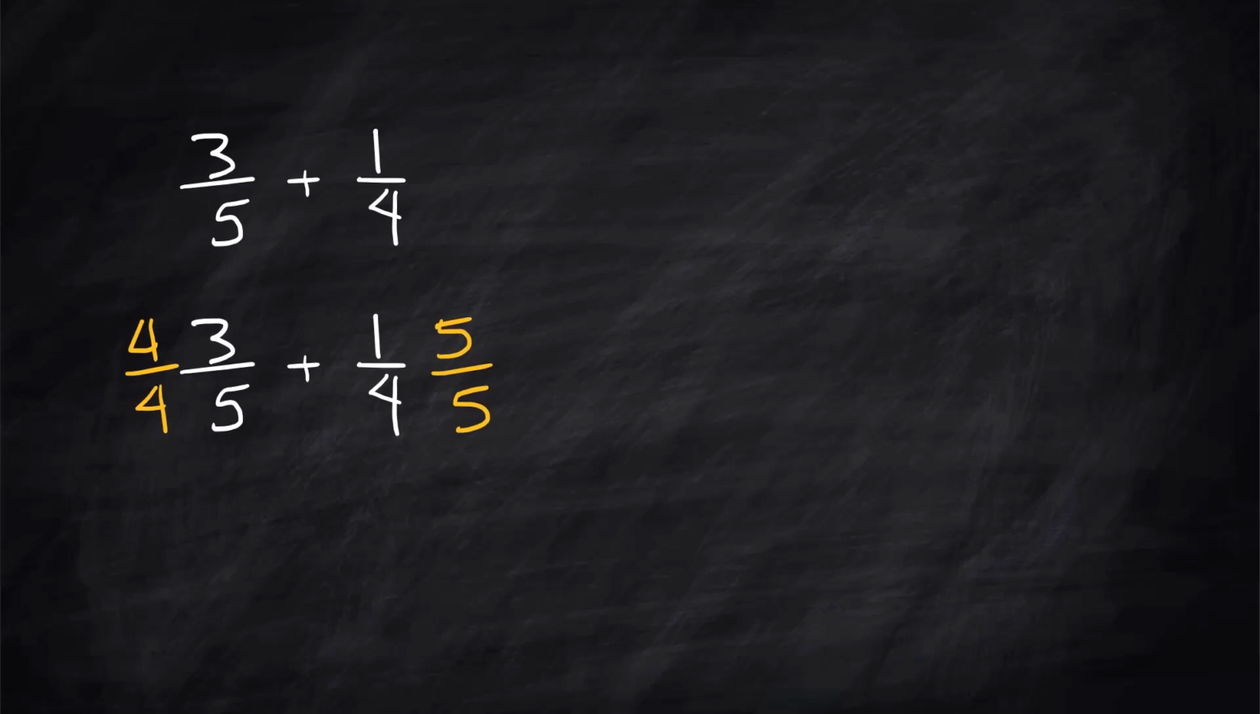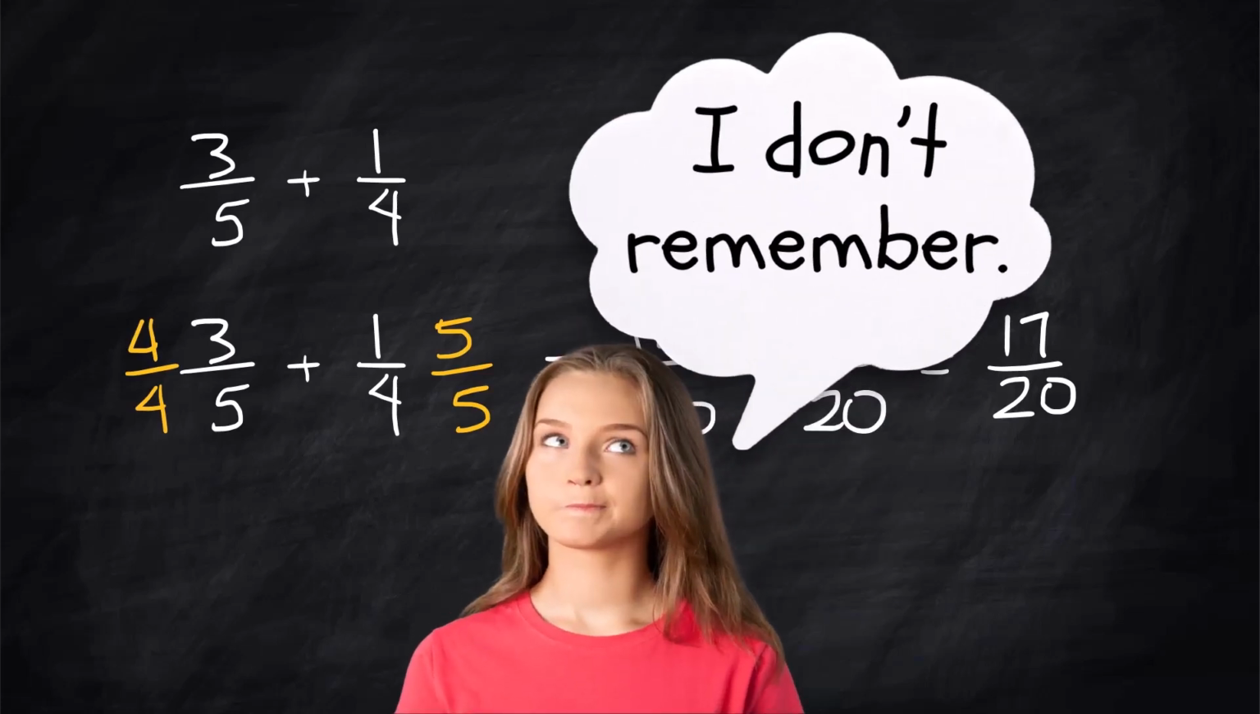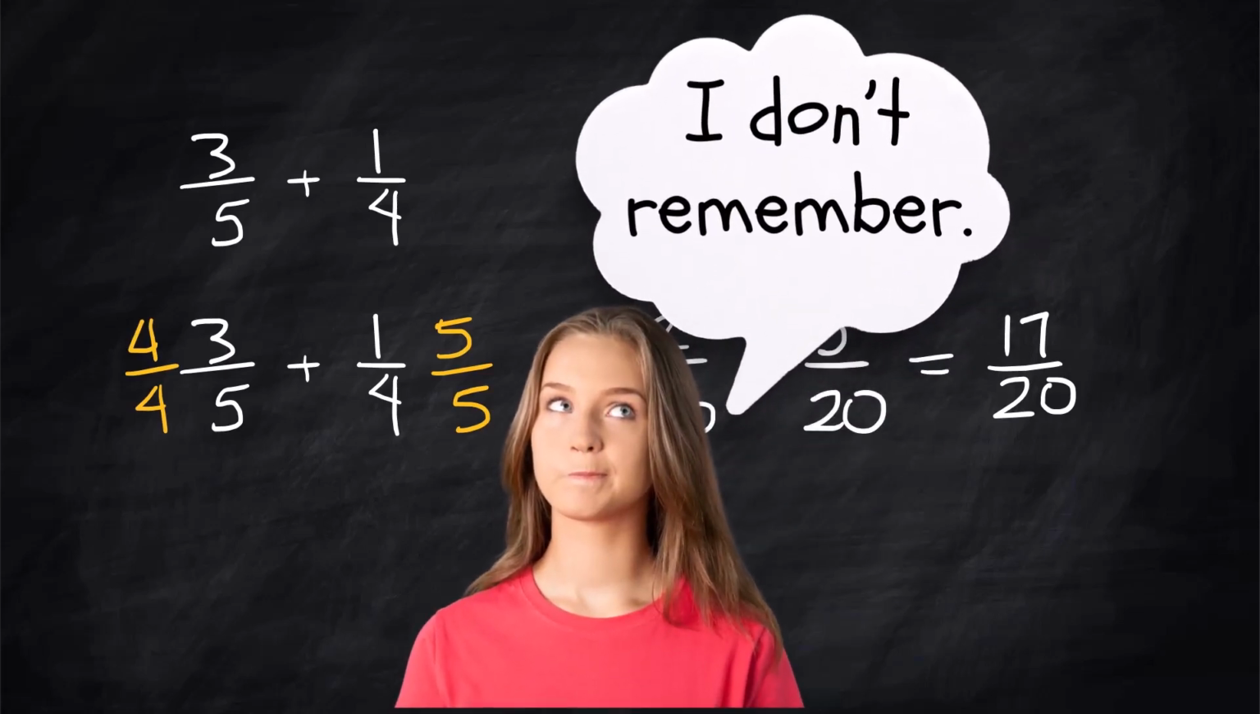Now multiply the numerators and multiply the denominators, and you end up with 12 over 20 plus 5 over 20, and then you add the numerators and you have 17 over 20. This is the common denominator method. This is the way everybody teaches us how to do it. But as an upper level math teacher, I'm telling you, people forget this. We're always having to go back and review this all the time.